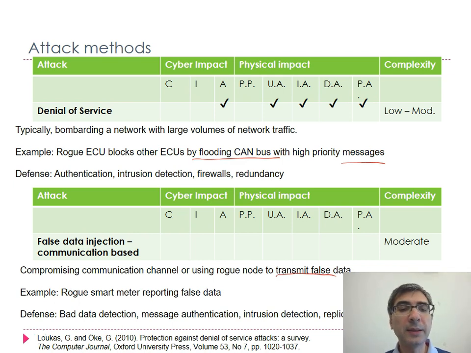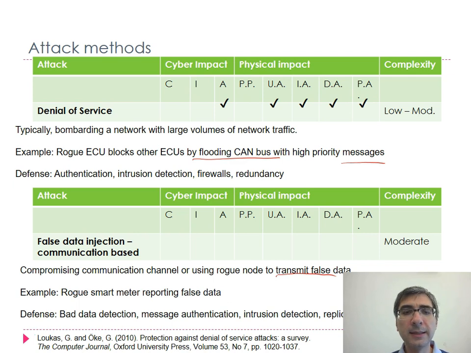An example would be a rogue smart meter, which is reporting false data, either for the user not to pay as much as they should, or to confuse the smart grid by creating a false sense about the current demand for energy. Defenses can be about detecting bad data. It can be about authenticating the messages, for example, through encryption. It can be through intrusion detection and so on, or replication. There are a number of different ways for these.